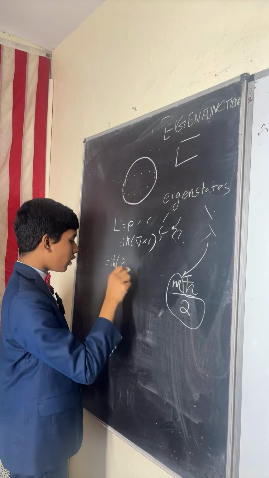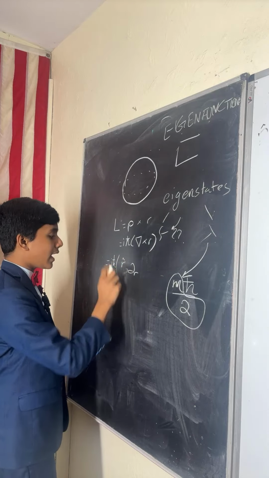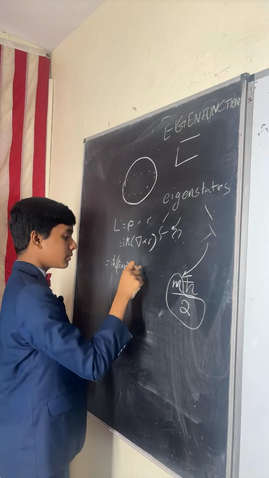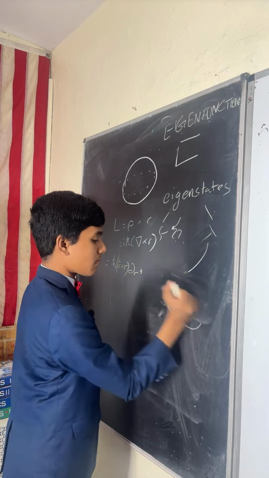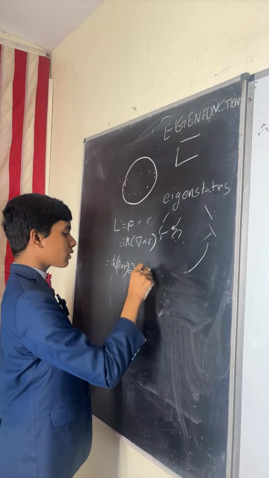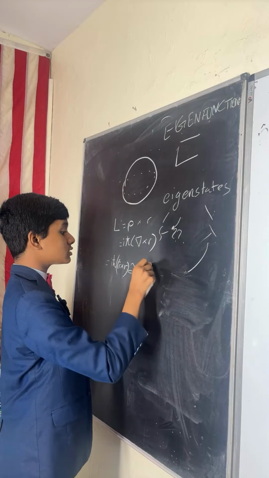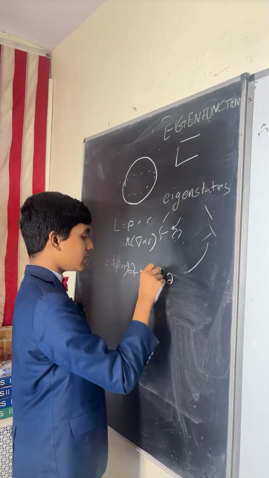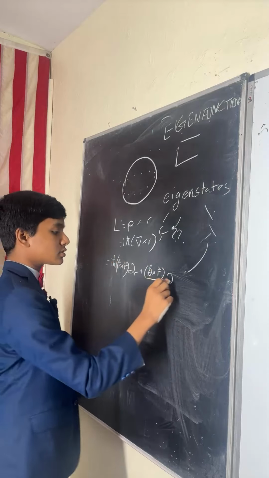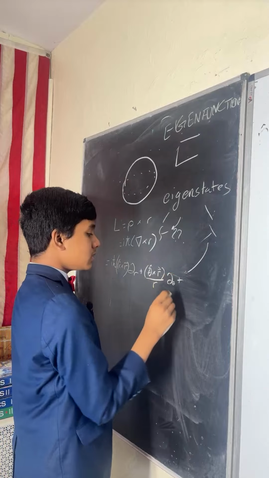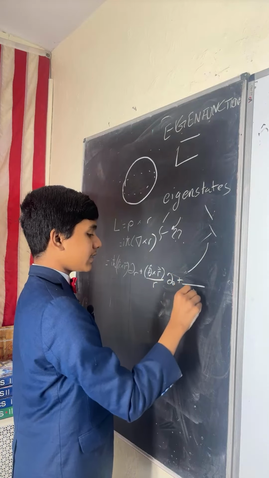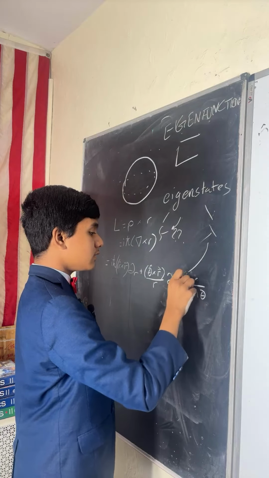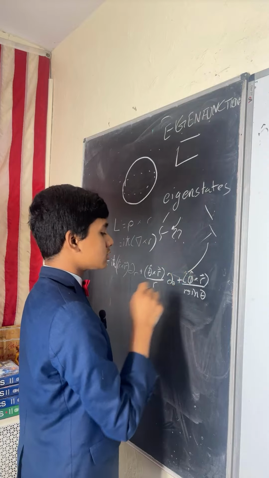R hat over R, R hat cross R partial R, plus theta hat cross R divided by R. I should probably make it clear that this is the vector, partial theta, plus, so this is going to be R sine theta, phi hat cross R, partial phi.